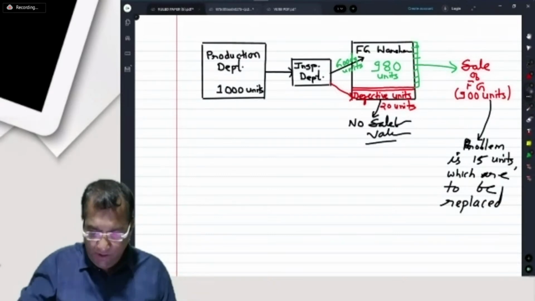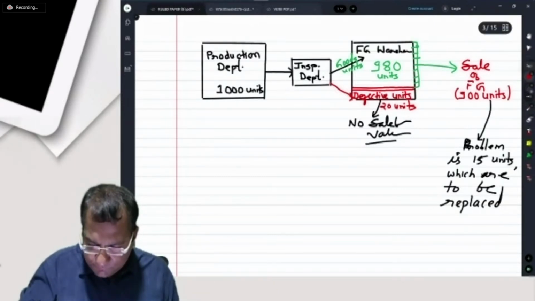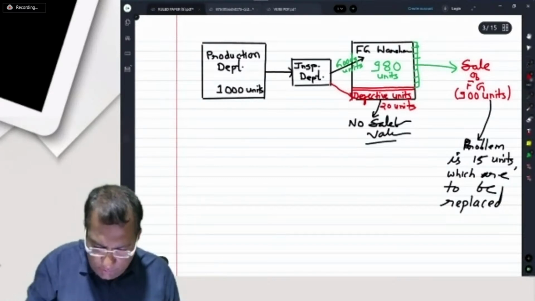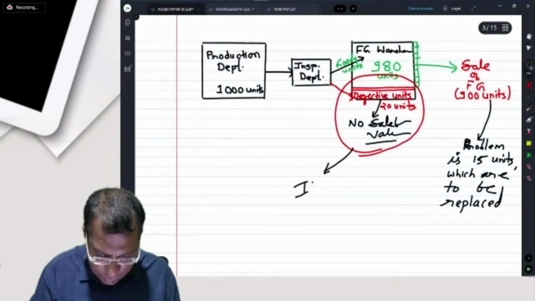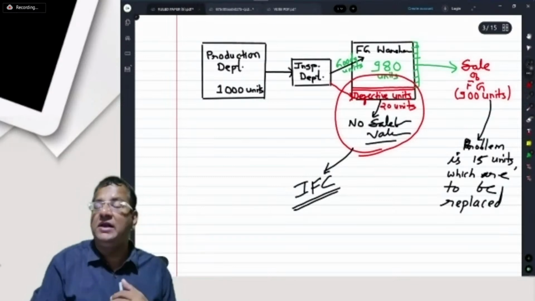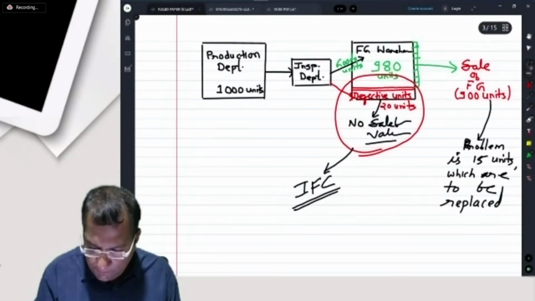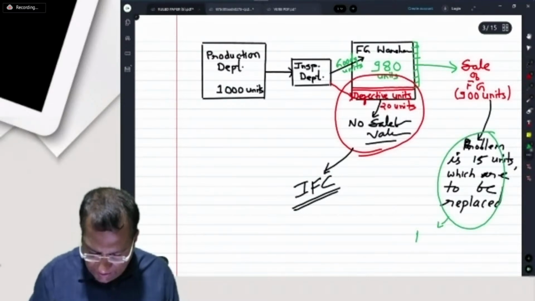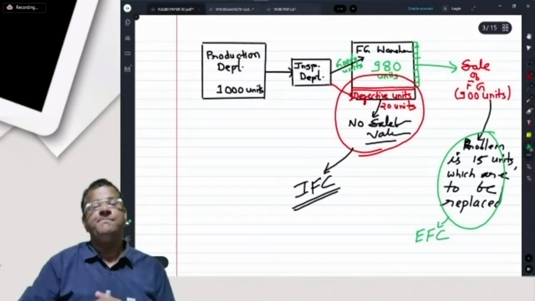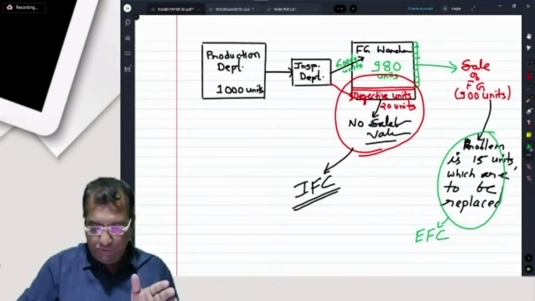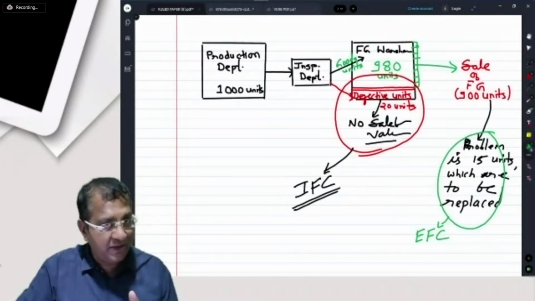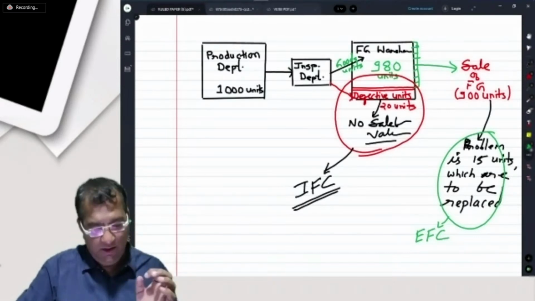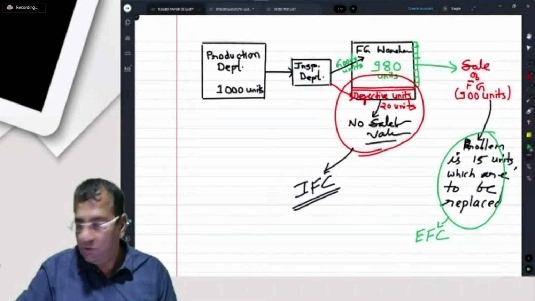Clear hai beta? Chaliye, ab aap bataiye, this one will be called internal failure cost. ये जो 20 यूनिट्स हैं, ये मेरे लिए इंटरनल फेल्यूर कॉस्ट है. Agreed? Now, these 15 units will be called as एक्सटर्नल फेल्यूर कॉस्ट. डिफेक्टिव यूनिट्स जो 20 थीं वो इंटरनल फेल्यूर कॉस्ट है, 15 यूनिट्स जो कस्टमर ने मुझे रिटर्न किया उसके बदले जो मैंने फ्री में रिप्लेस किया, that is known as external failure cost. क्लियर है यहां तक?